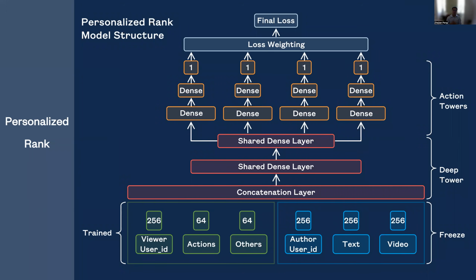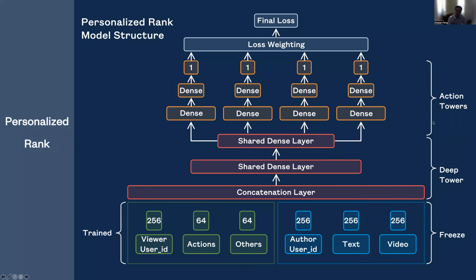The trained parameters contain the viewer user ID, that's the viewer's user embedding, the user's actions, and others. Everything will be put into an embedding array of a certain size, 64 or 256, depending on how you structure the model. And everything will then be concatenated into this dense layer. And then you go through this deep tower.